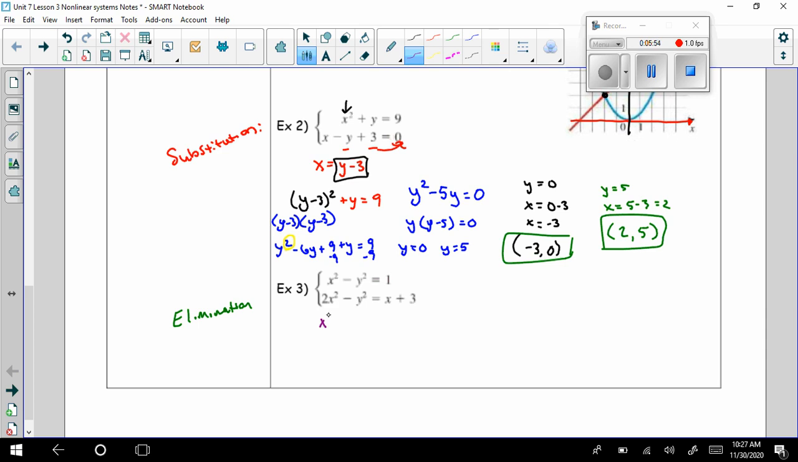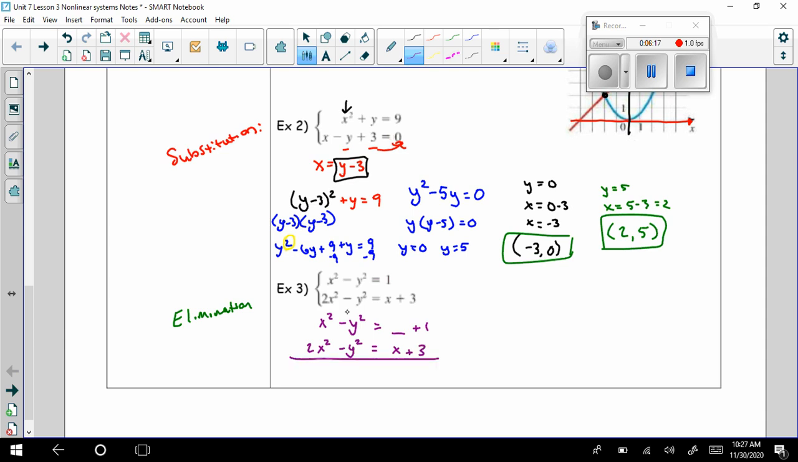So x squared minus y squared is equal to, I'm going to leave a gap, or you could put 0x if you want, plus 3. And then 2x squared minus y squared is equal to x, oops, sorry, this is plus 1, this is plus 3.